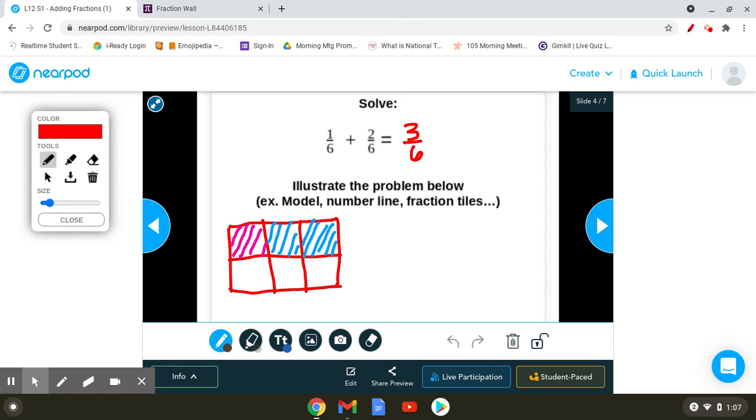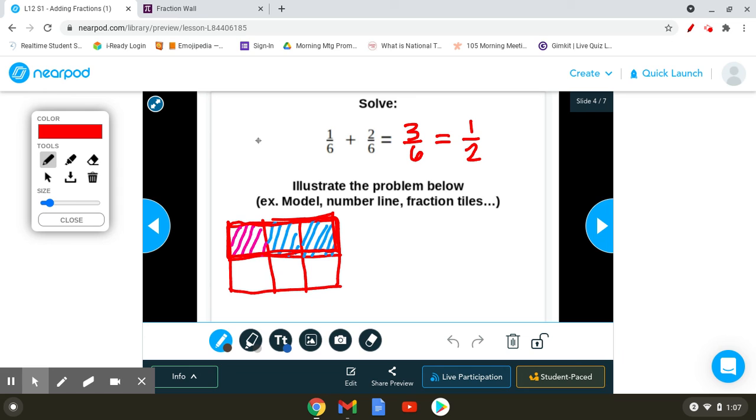Maybe you're also noticing, wait a second, this looks like half of my whole entire rectangle. That's because you just thought of an equivalent fraction. 3/6 is equivalent to 1/2.